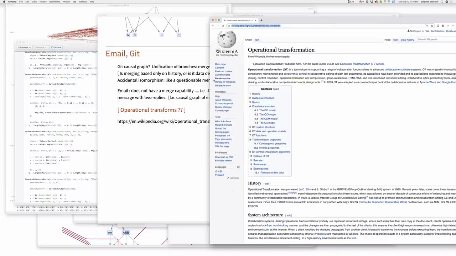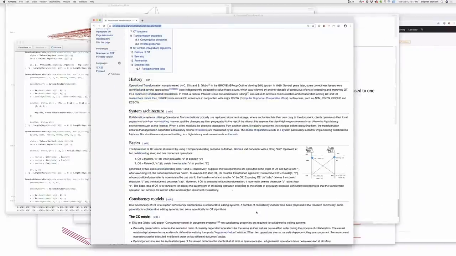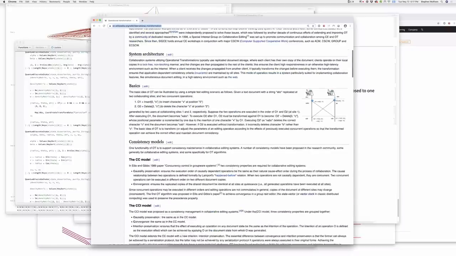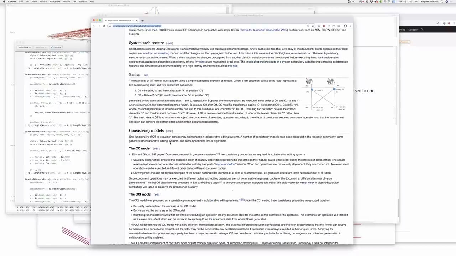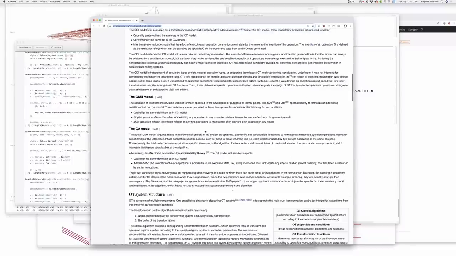So, computer supported cooperative work. How does this relate to collaborative editing systems, or is it not related? Yeah, that's the use case. It's like Google Docs. The use case, all right, fine. So this is the formalism of that. Is that the idea? I think so, yeah.